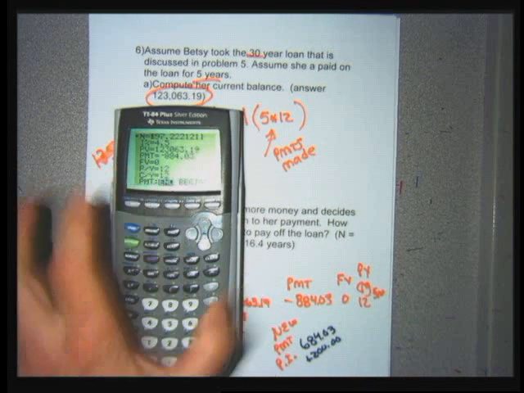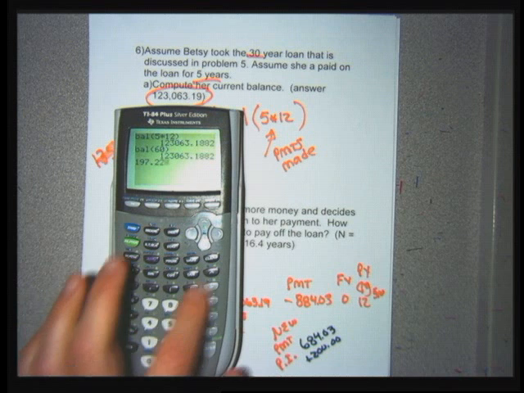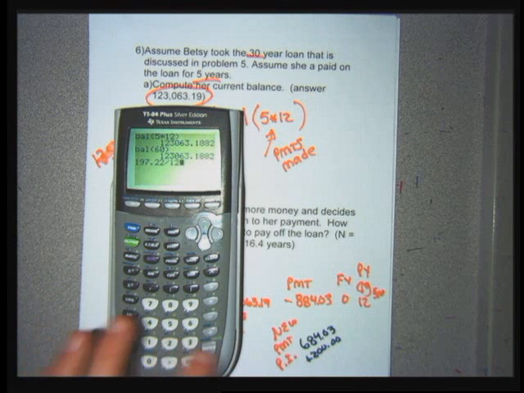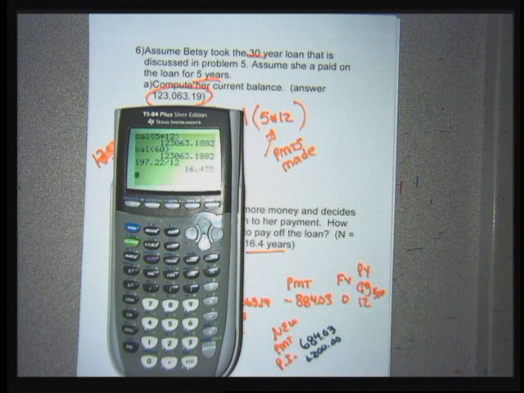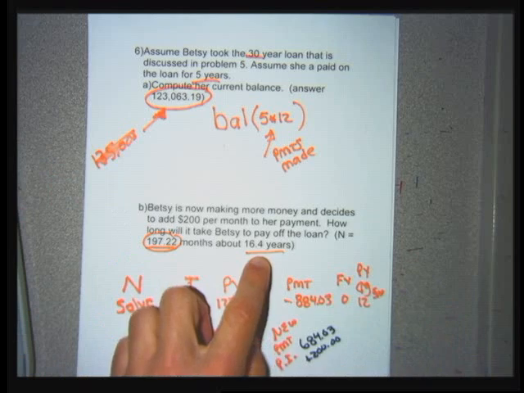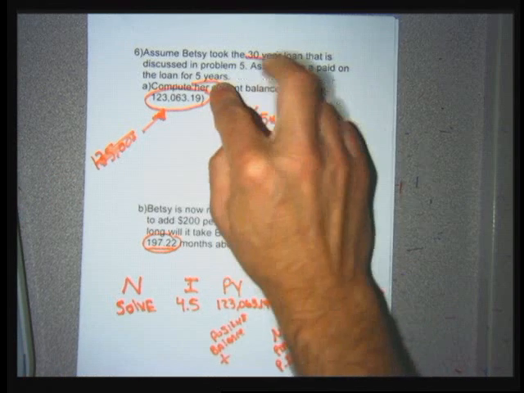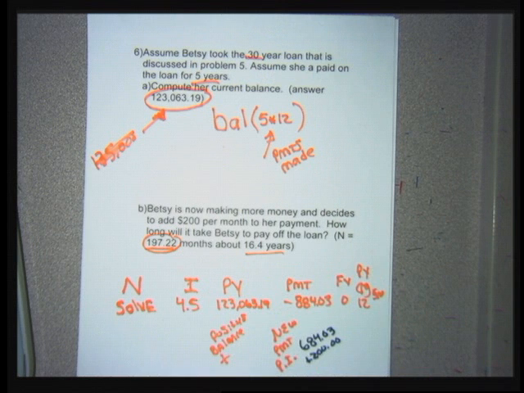If I quit out of the finance screen and took 197.22 months divided by 12 months per year, I'd get 16.4 years, which is like maybe 16 years, 5 months. So instead of having 25 years to pay her loan off because she paid 5 years on a 30-year loan, by bumping her payment up $200 per month, it's going to go down to 16 years, which is a 10-year savings or 9-year savings. That's all for 6B. I think that's all for the home loans.